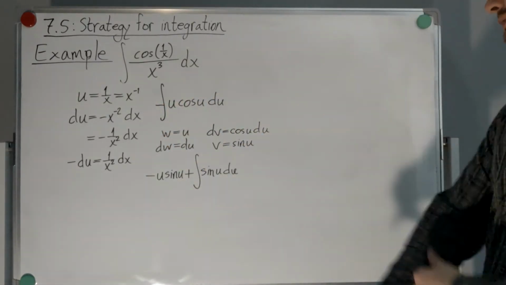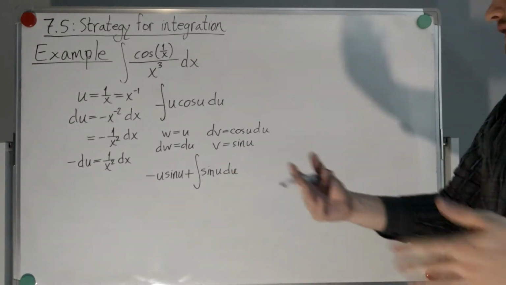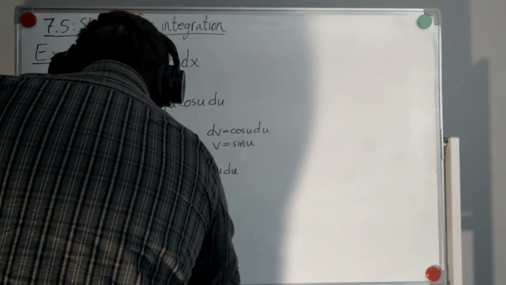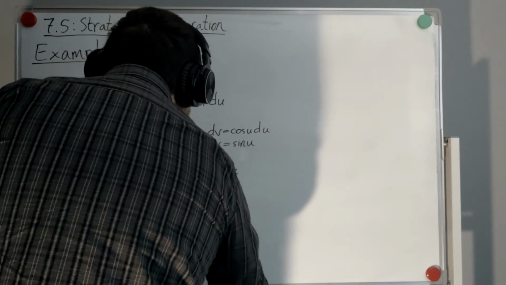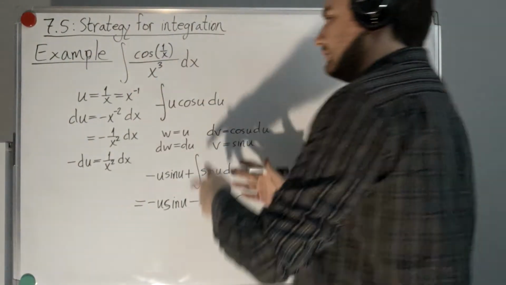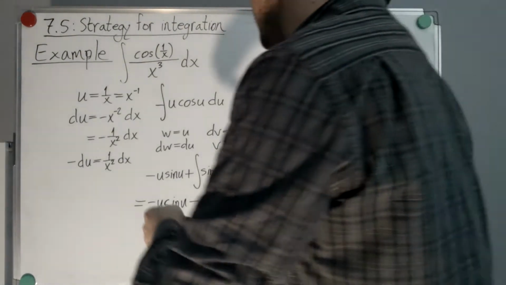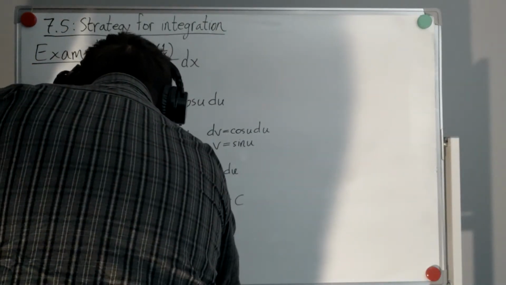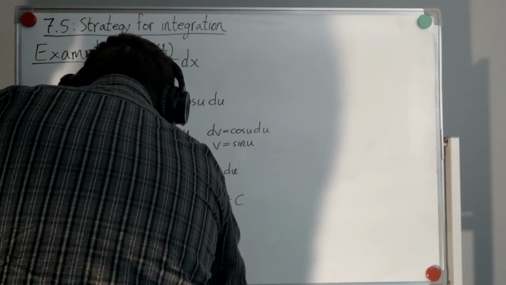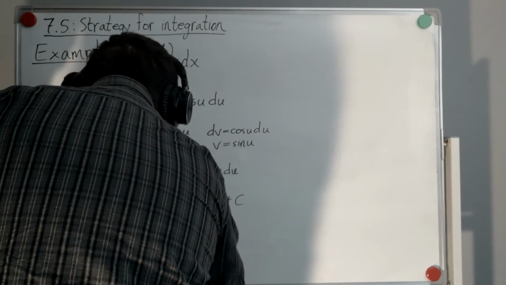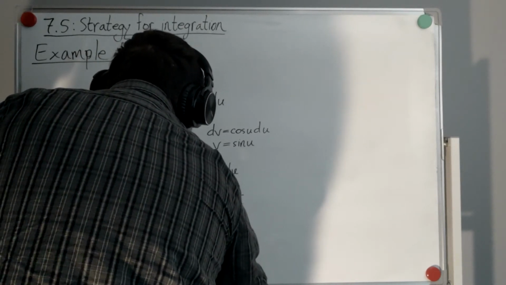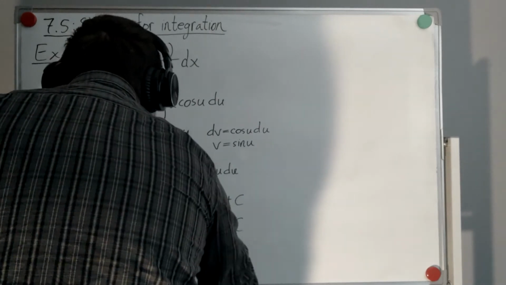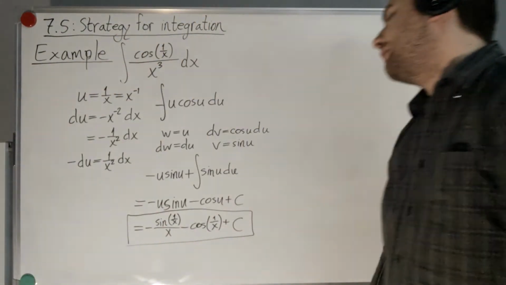Okay. So now antiderivative of sine u is just negative cosine u, which means that this is just going to become negative u sine u minus cosine u plus c. And we need to insert back what u is, so this is just going to be negative sine of 1 over x times 1 over x minus cosine of 1 over x plus c. And that is our indefinite integral.